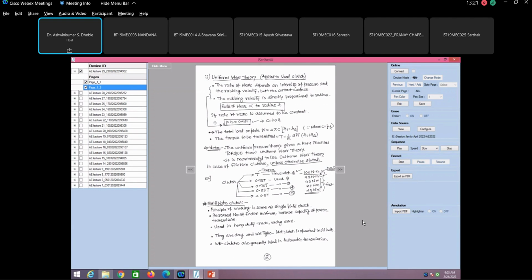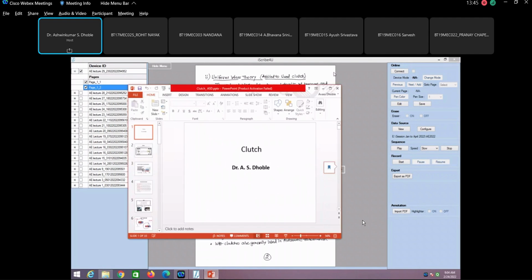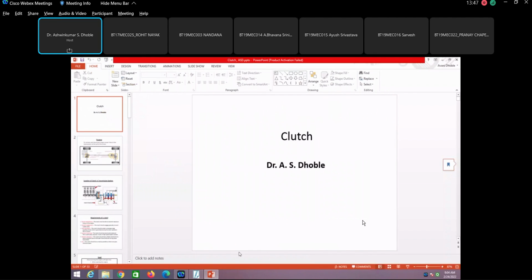Then we discussed the failure of the clutch. Then we discussed that if you want to increase the transmission torque, then you have to go for the multi-plate clutch. So this was the brief background. Now with this background, we'll first try to see what the multi-plate clutch is.